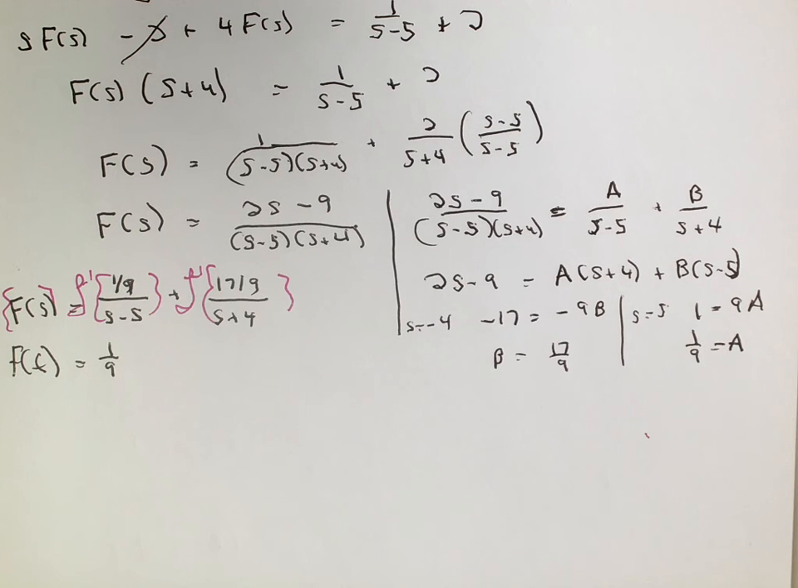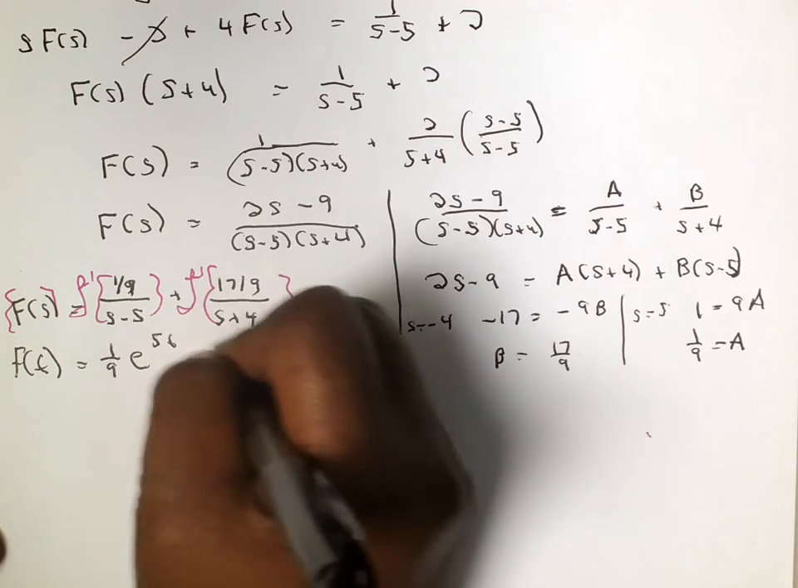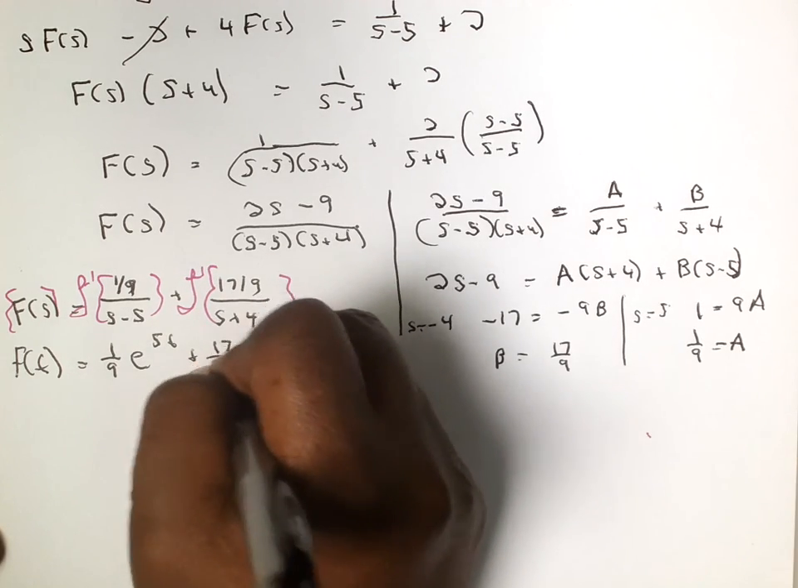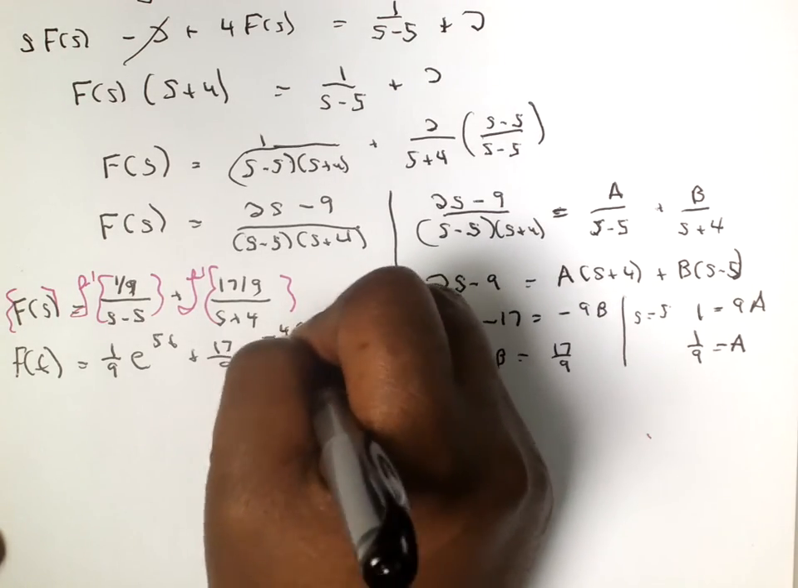And then when we have the s minus a on the bottom, we get e to the 5t. And then we have 17/9 e to the negative 14.